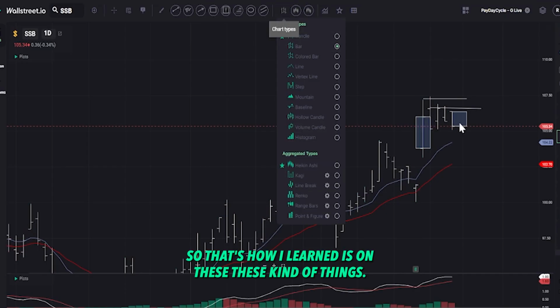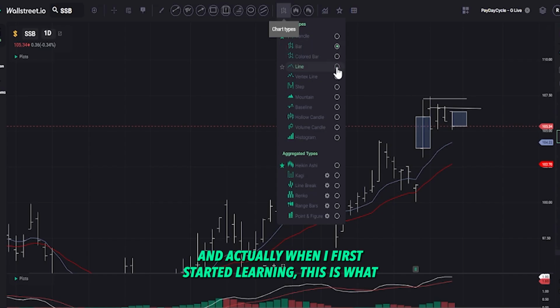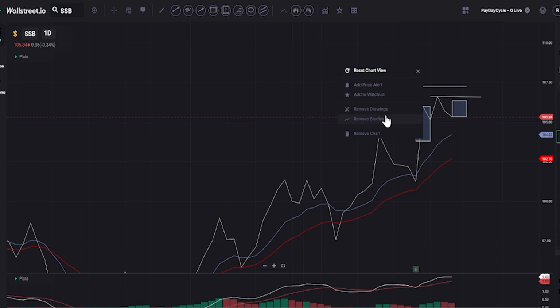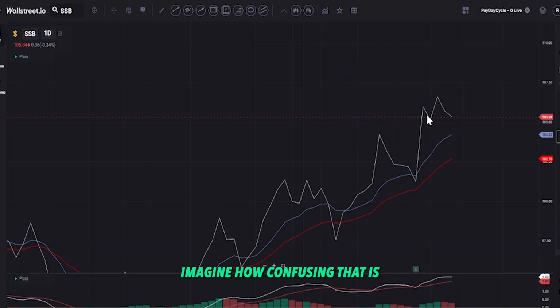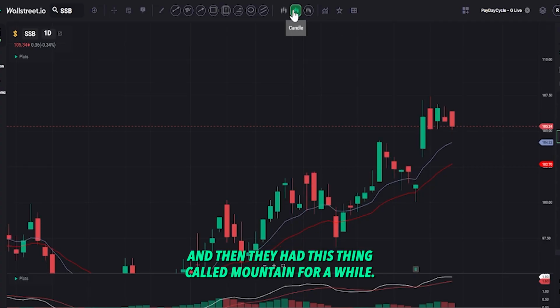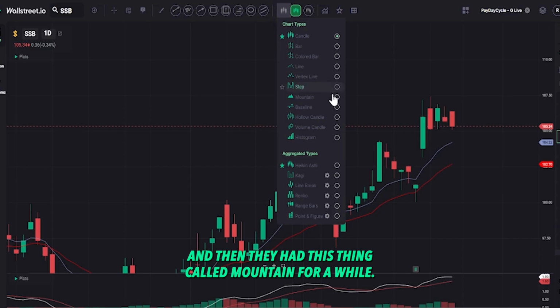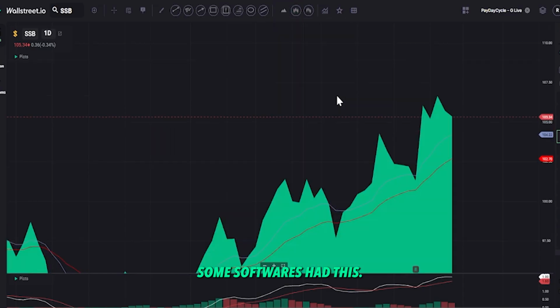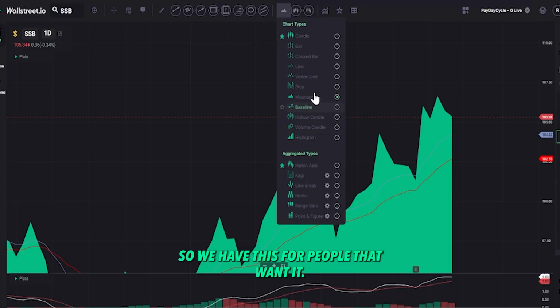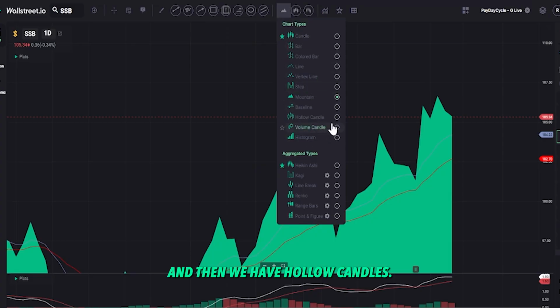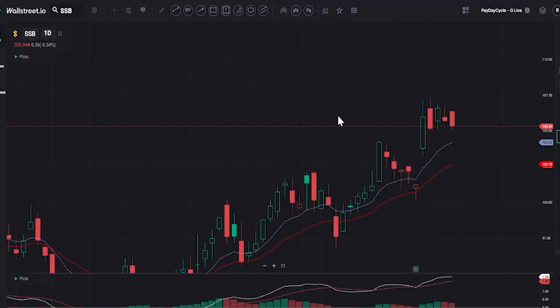That's how I learned, on these kinds of things. And actually, when I first started learning, this is what our chart looked like. A line. And imagine how confusing that is with your moving averages. Then they had this thing called Mountain for a while. Some software had this. That was your graph. So we have this for people that want it. And then we have hollow candles.